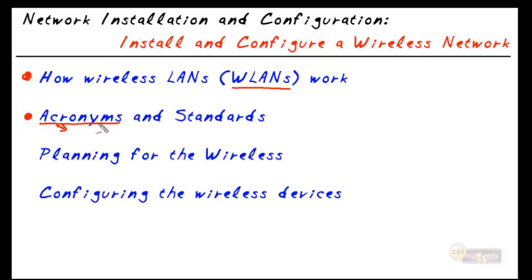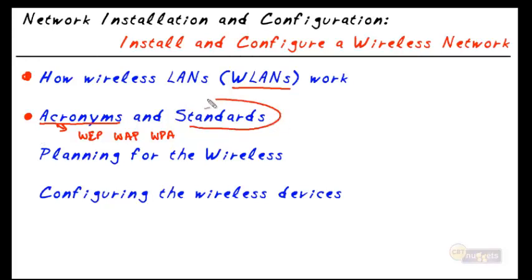For example, I'll just give you a heads-up sample here. WEP, WAP, WPA, and those are all 3-letter acronyms that you're going to see all the time in dealing with wireless. So we'll sort those out, make sure you're comfortable with those acronyms so we can progress.